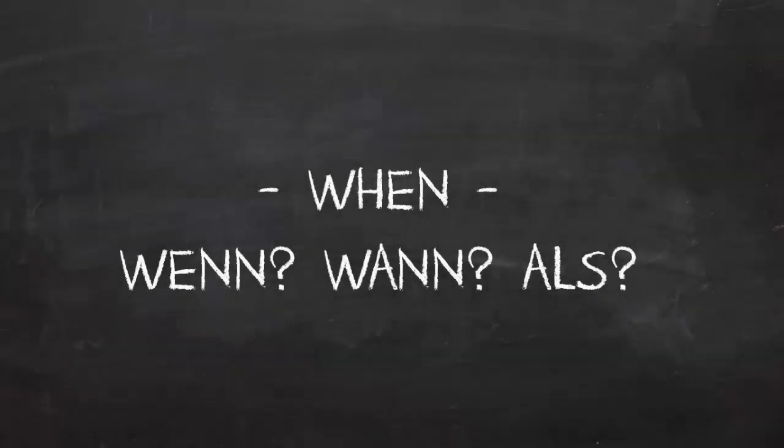I mentioned before that German is a very accurate language. Sometimes it uses different words for situations in which English would use the same word. The use of when is such a situation. In German, there are 3 words for the English when: wenn, wann, and als. And I actually hear a lot of mistakes when students try to form sentences with when in German. So let's clear up the confusion and make the differences easy to understand.